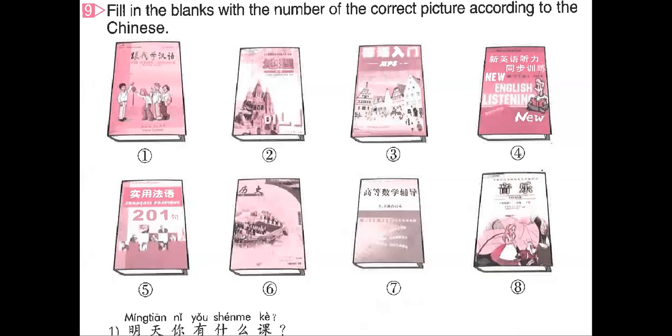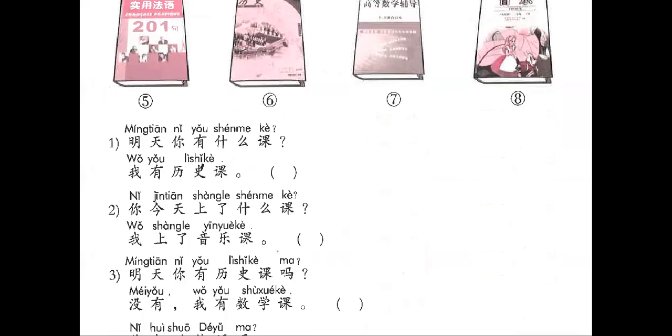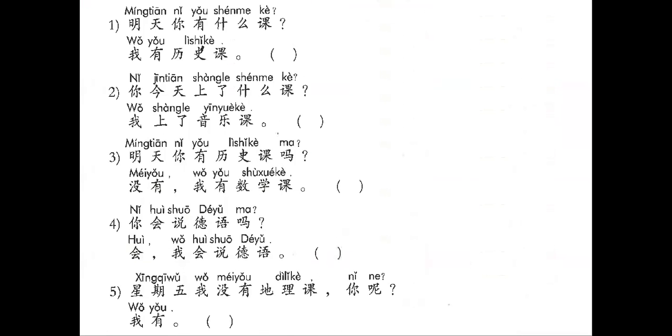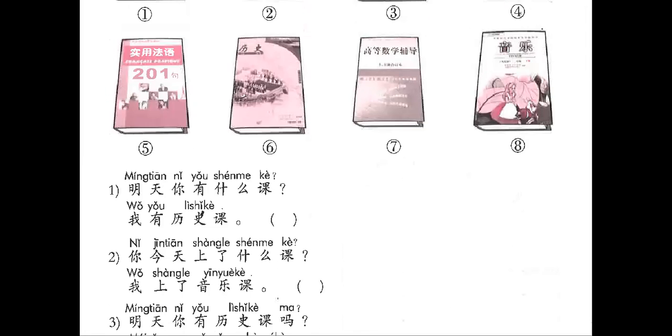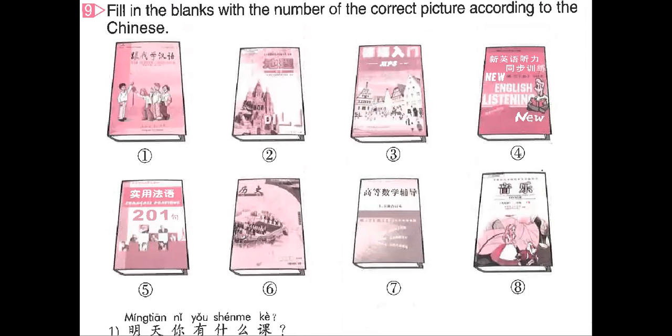We continue with activity number 9 on page number 65. Fill in the blanks with the number of the correct picture according to the Chinese. We have 8 pictures, but remember that we only have 5 sentences here. Okay, so we are not going to use all the pictures that you have here. This is important to know because otherwise we don't know how to do this exercise. Okay, so here we have different books with different topics. According to the topic of each book, we have to decide which one goes with each one, okay?